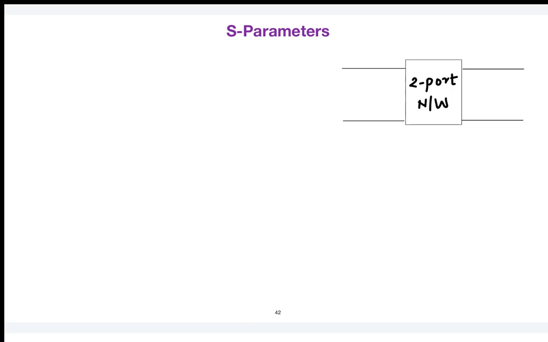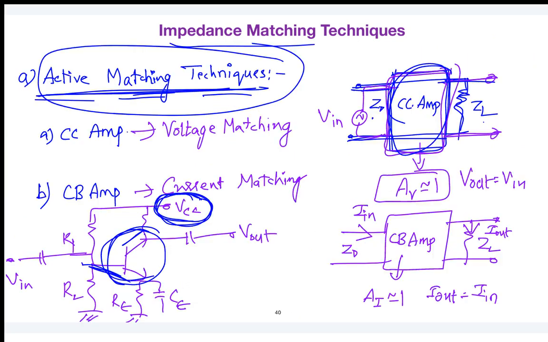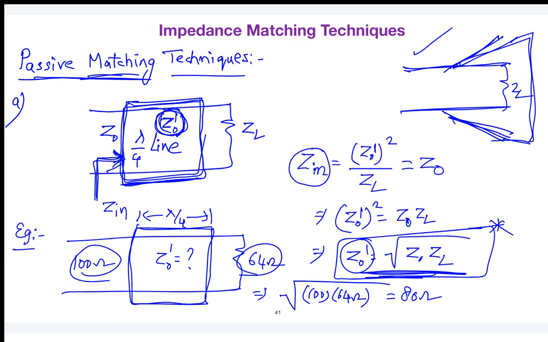I didn't understand your question. Why is this part required to understand if it is not useful? Which one are you talking about? You said this particular way is actually not useful, because of the drawbacks? No. Compared to the active matching techniques, this method is much, much better, right? But still there is a drawback. If you are operating the transmission line at one frequency, it will be beneficial.